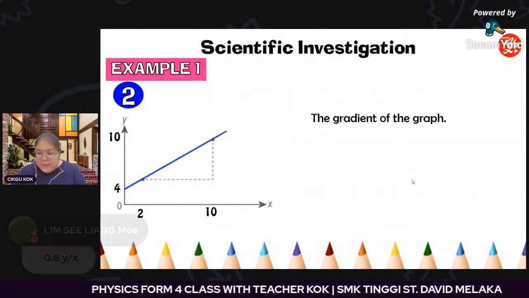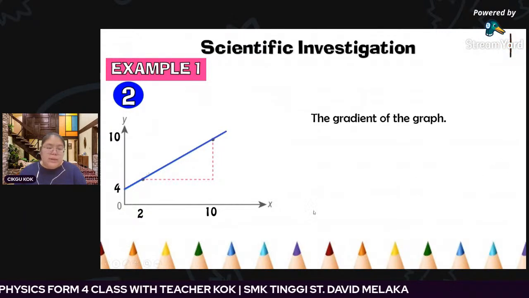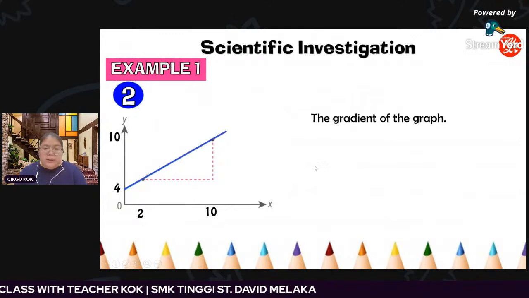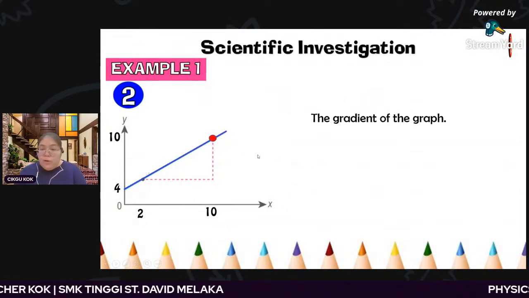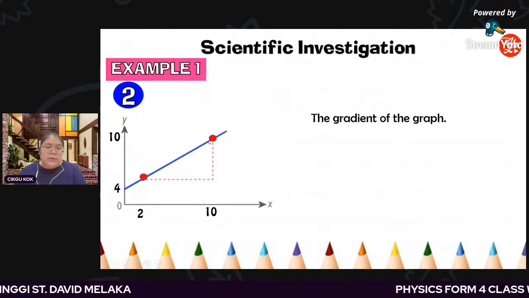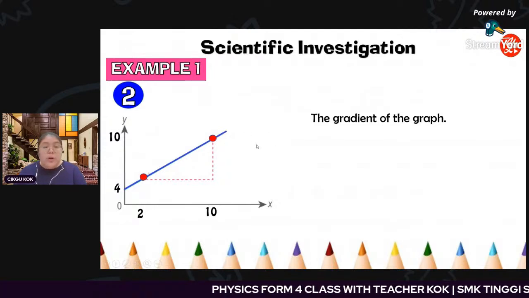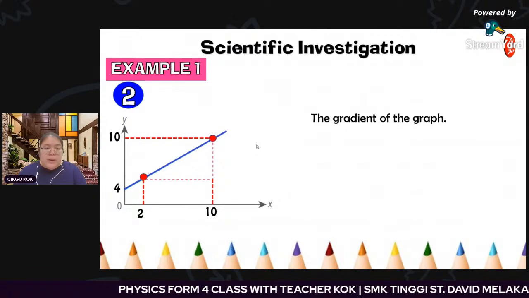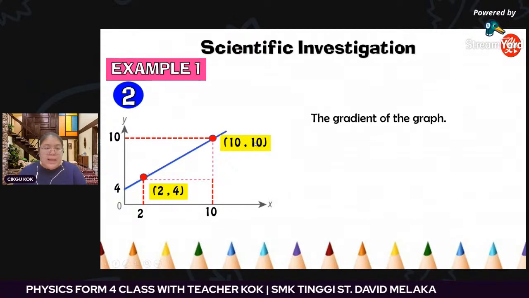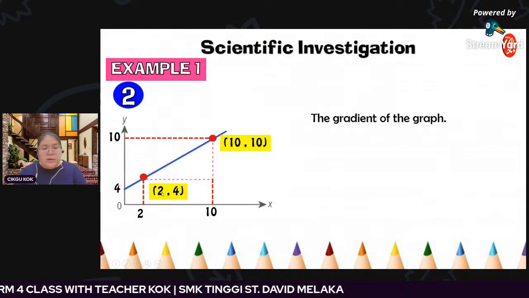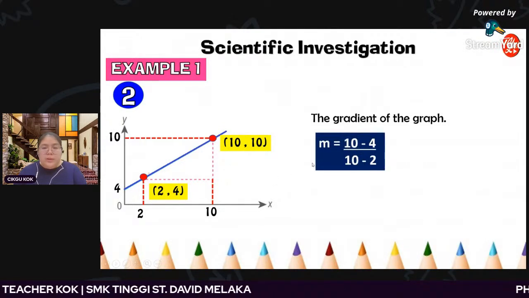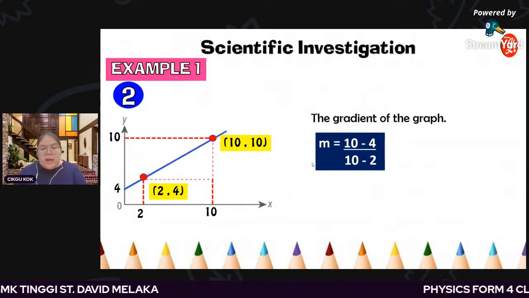Okay, understand? So from here, I show the answer. I draw the points first. This one is two points. I need to measure the coordinates first. My first coordinate is 10, 10. The other one should be 2, 4. So from here, I do my calculation, 10 minus 4 over 10 minus 2.